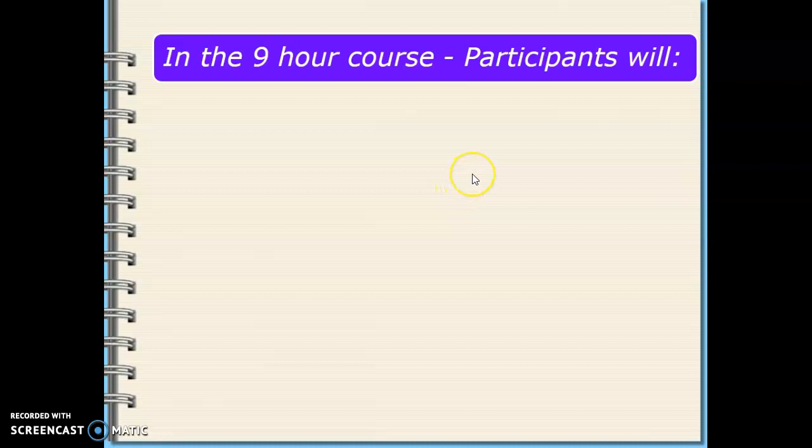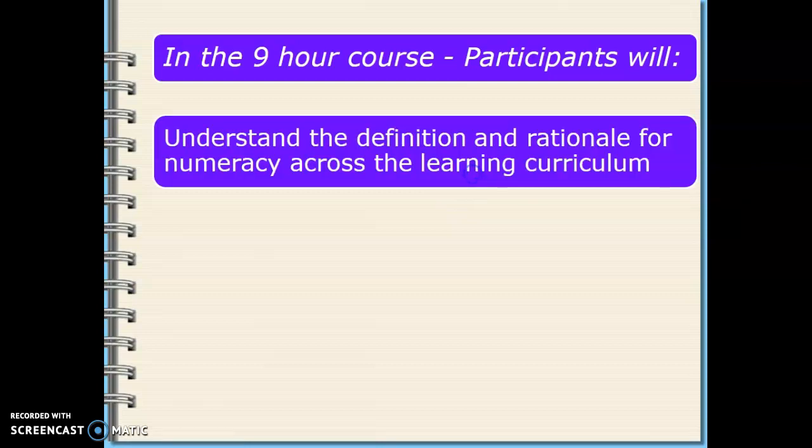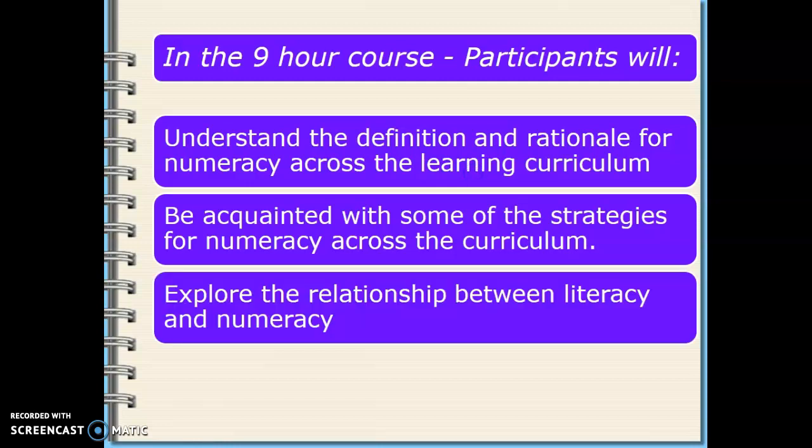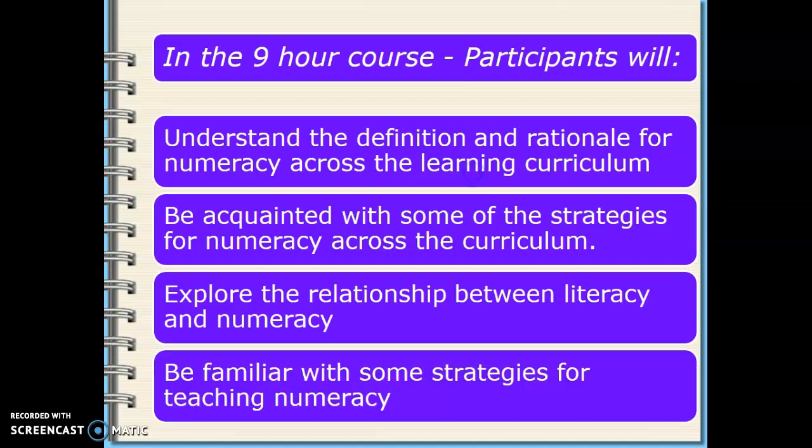In the 9-hour course, participants will understand the definition and rationale for numeracy across the learning curriculum. They will be acquainted with some of the strategies for numeracy across the curriculum. They will explore the relationship between literacy and numeracy. And finally, they will be familiar with some strategies for teaching numeracy.